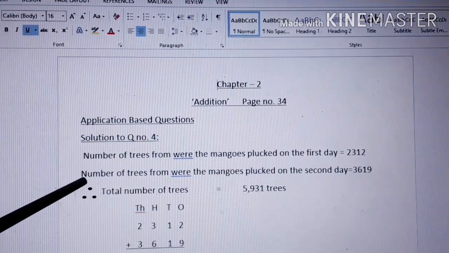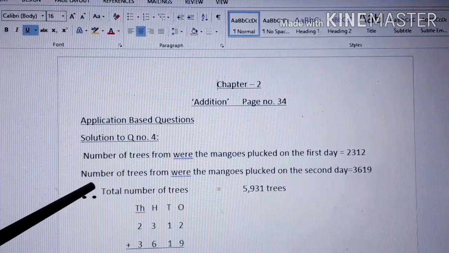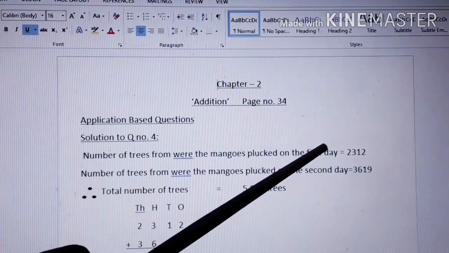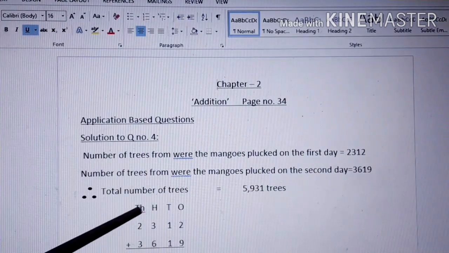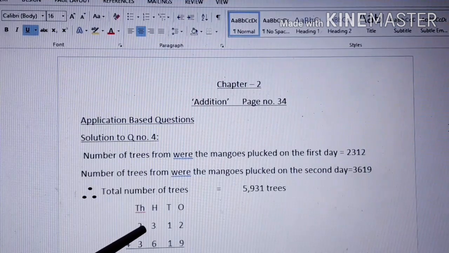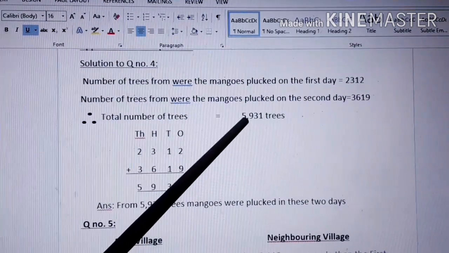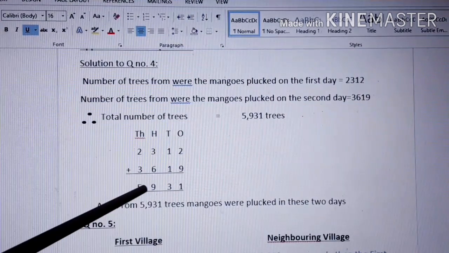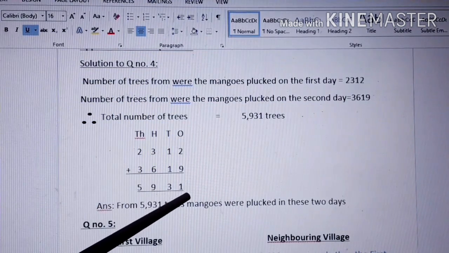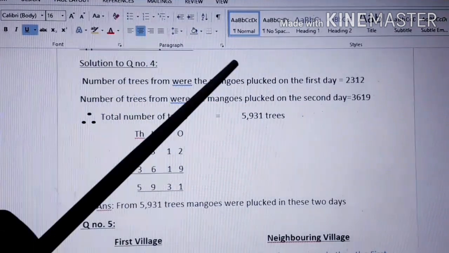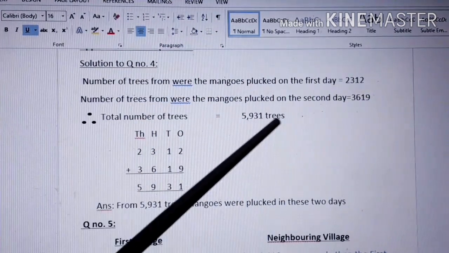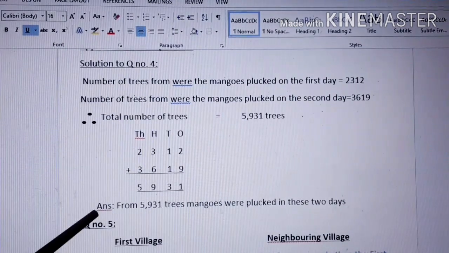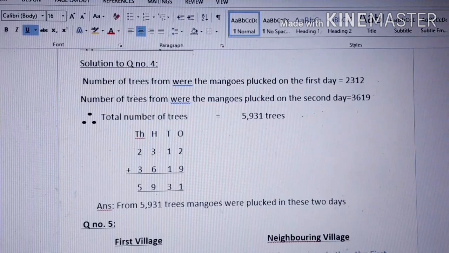Therefore, this sign children, 3 dots means therefore. Therefore, total number of trees. So, we are going to add trees of first day with the second day. So, you have to show the calculation here, show the addition below and write the answer here. 5,931 trees. Okay. After addition, you are getting 5,931 trees. That means children, in these 2 days, from total 5,931 trees, mangoes were plucked. Okay, last line you can write this way. Hope it is clear to everyone.